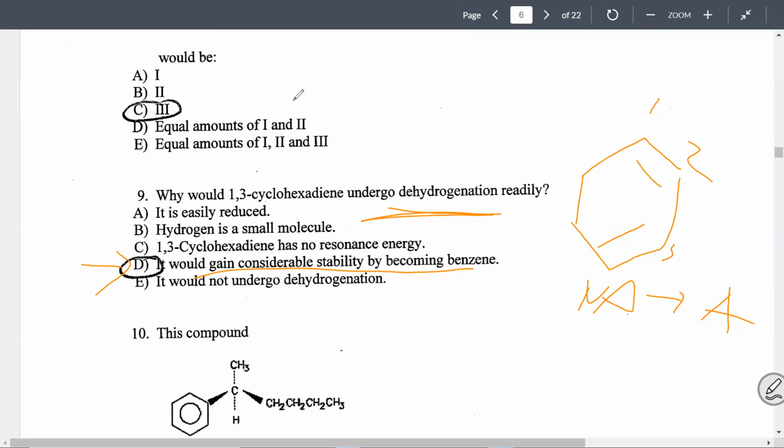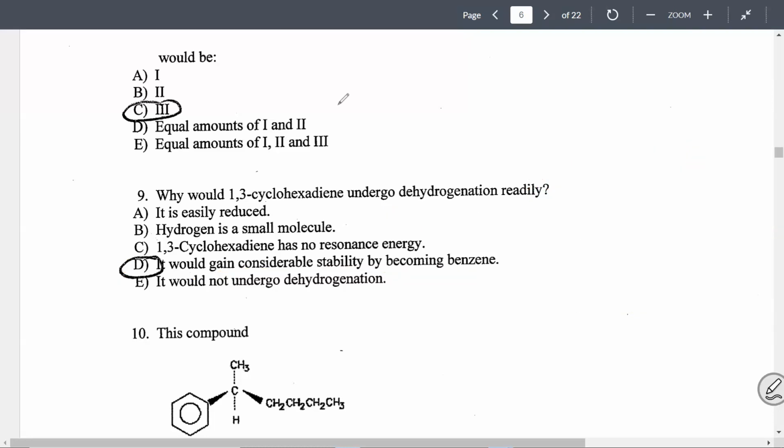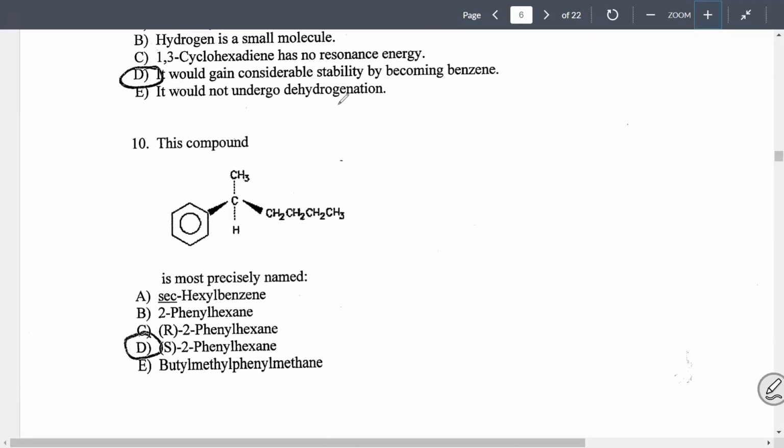Wait, so the question here. So dehydrogenation, that's taking away a hydrogen. Right, taking away one of those hydrogens in here. Oh, okay, okay, yeah. Okay, that makes sense now.